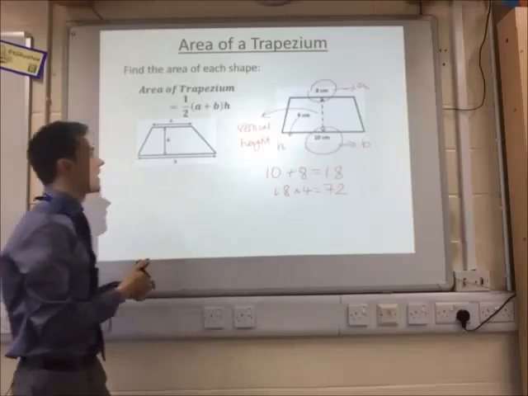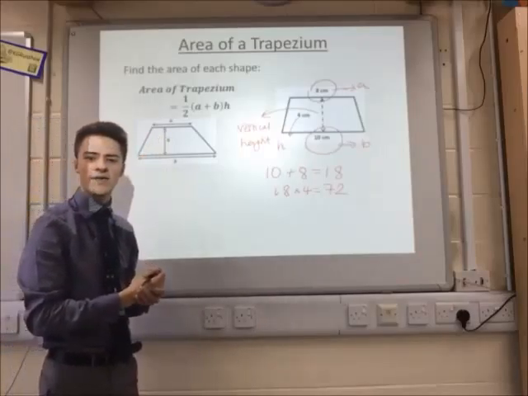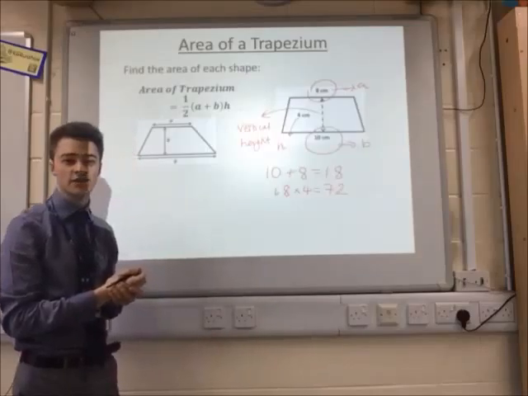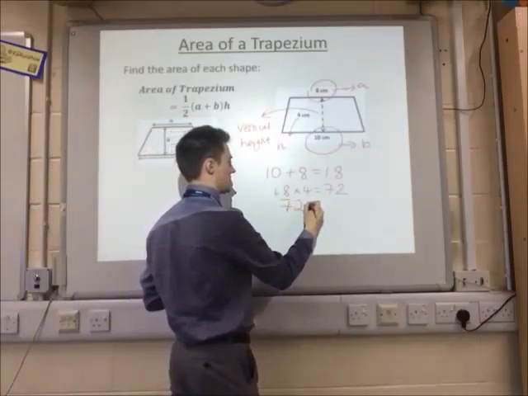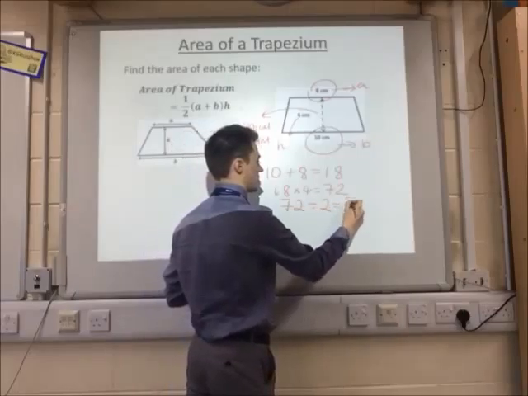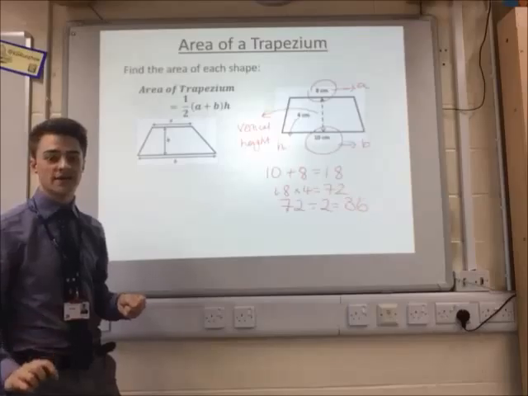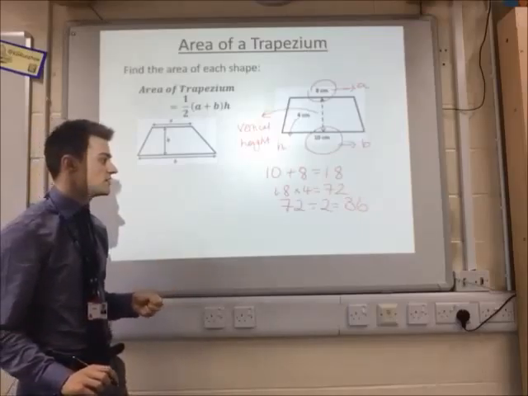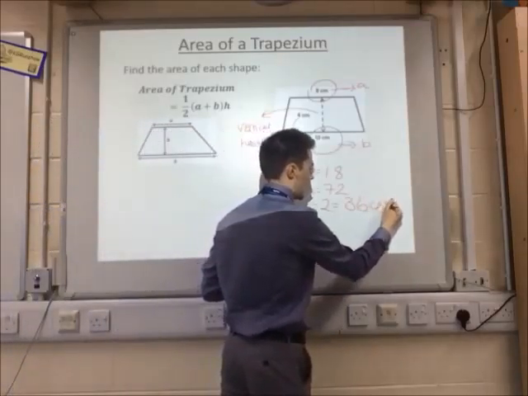And once I've got that, we need to multiply it by half. Now multiplying by half is the same thing as dividing something by 2. So all I need to do with that answer is divide it by 2. So I end up with 36. Now we're not on full marks yet. The last step, what I need to do is work out the units that I need. So in this case, centimetres squared, because we're working in terms of an area.